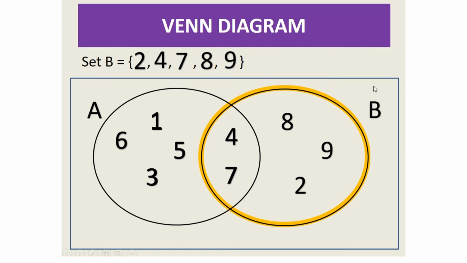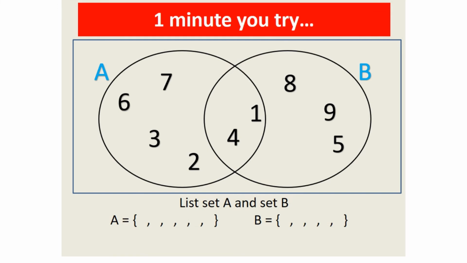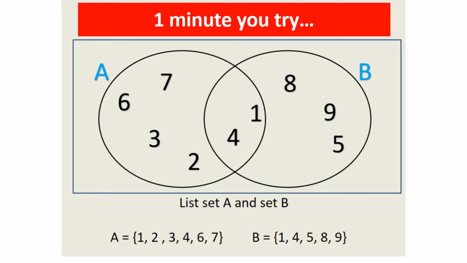Okay, so what I would like you to have a go at doing is writing down the list of all of the elements in set A and a list of all of the elements in set B. So if you just pause the video and press play when you are ready to start again. So hopefully we have got for A the numbers 1, 2, 3, 4, 6, and 7. And for B, we should have 1, 4, 5, 8, and 9. So there are two different sets there.